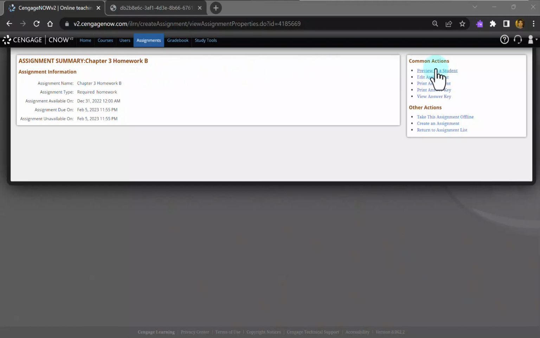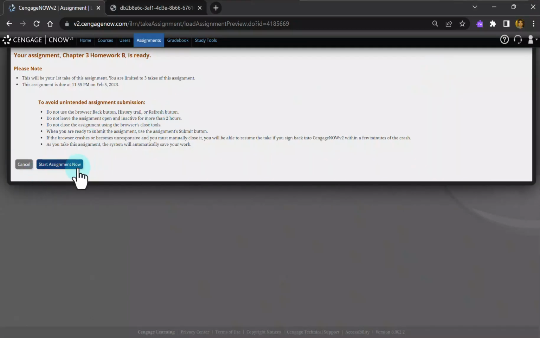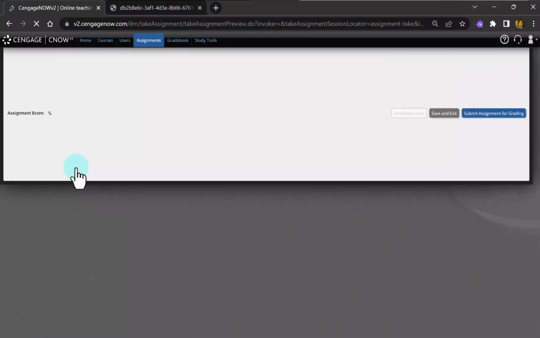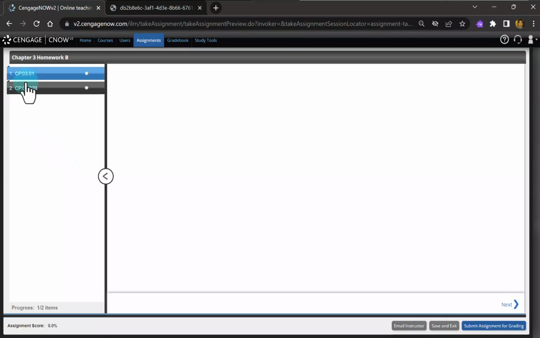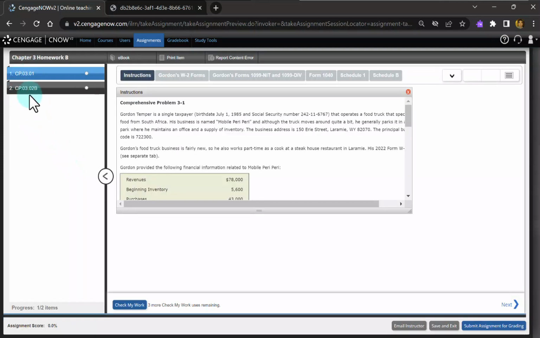So let's get started here. You can see there are two different tax returns. I'm just going to demonstrate this first problem, problem 3-1. And problem 3-2, I'll give you some more detailed information than what's in this homework assignment, to help you. But let's go ahead and read the instructions here for this first problem.